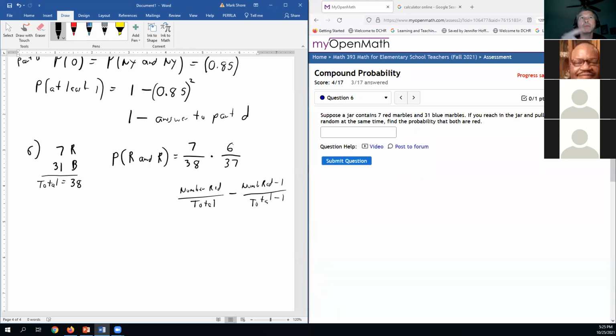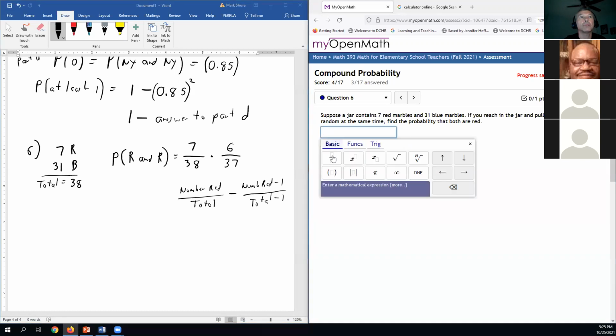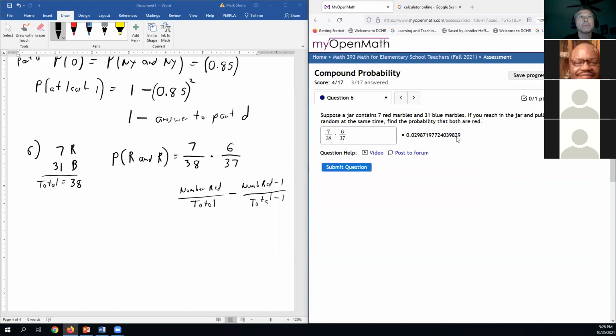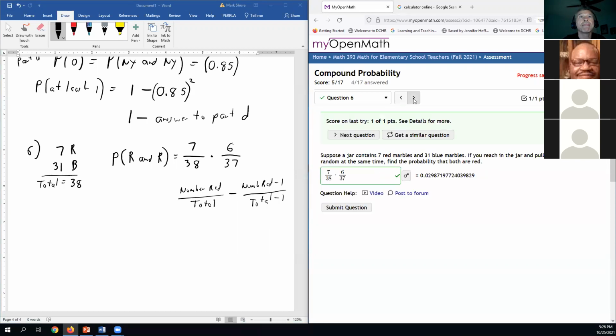And it would do the same if we had 3 marbles we selected. It'd be 7 out of 38 times 6 out of 37 times 5 out of 36, because we keep on grabbing another one. So I would just type that in as I have it there, the 7, with 2 fractions multiplied together. 7 out of 38 times, and I'll just say times like that. And I think even if you don't put the times sign in there, it knows it, and that's out of 37. And if we submit that, it should be right.